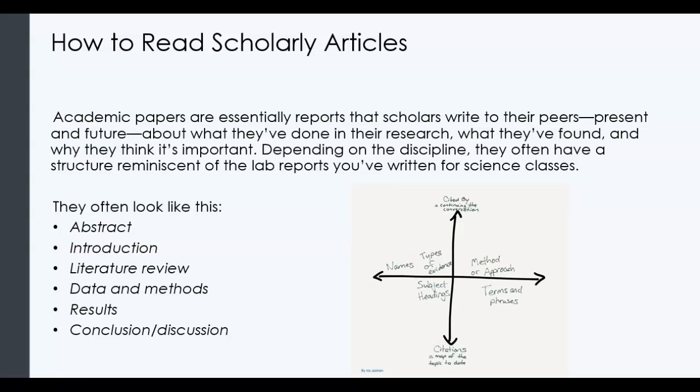How to read scholarly articles. Academic papers are essentially reports that scholars write to their peers, present and future, about what they've done in their research, what they found, and what they think is important. Depending on the discipline, they often have a structure reminiscent of the lab reports you've written for science classes. Please pause this video to continue reading through this slide.